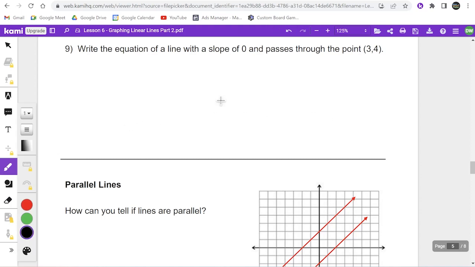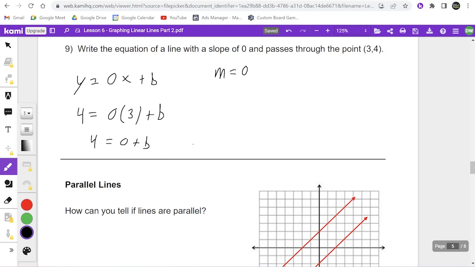Y equals x plus 1. Close, but no cigar. I have a feeling you plugged in 1 for m instead of 0. In other words, m here should be 0, which means we have y equals 0x plus b. And plugging in the point, 4 equals 0 times 3 plus b. 0 times 3 is still 0. 4 equals 0 plus b. Looks like b equals 4. So then, as our final equation, you get y equals 0x plus 4. In other words, y equals 4.